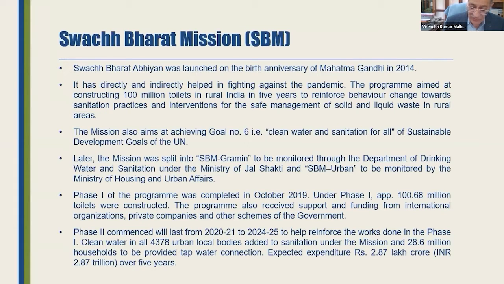Phase number 2 commenced in 2020-21 and will go up to 2024-25, where apart from sanitation, 4,378 urban local bodies are to be provided with clean water, which would be piped tap water connections, and 28.6 million households will be provided these tap connections at an expenditure of 2.87 lakh crore or 2.87 trillion Indian rupees over the next 5 years.